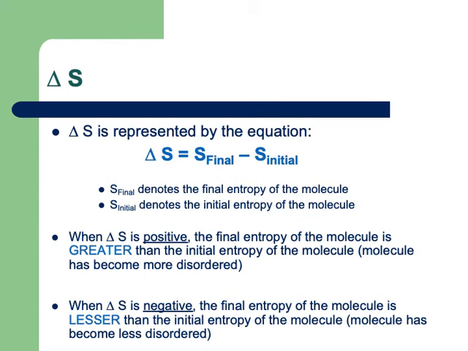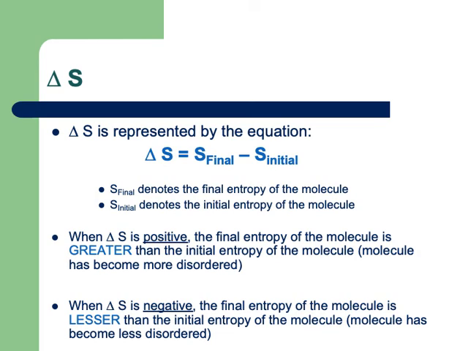So a prime example of when delta S is positive is in the process of digestion. When we're breaking down a solid food like an apple into hundreds of thousands of glucose molecules, the system is becoming more disordered. It has a positive delta S, and the molecule has a greater entropy in its final state than in its initial state.